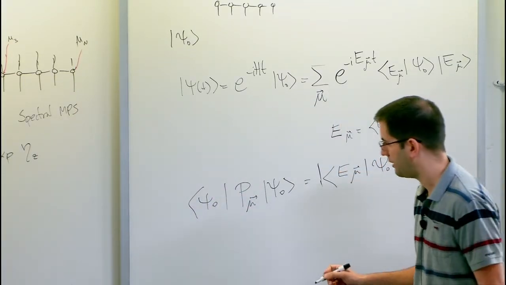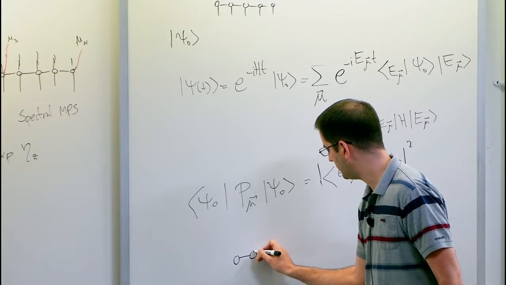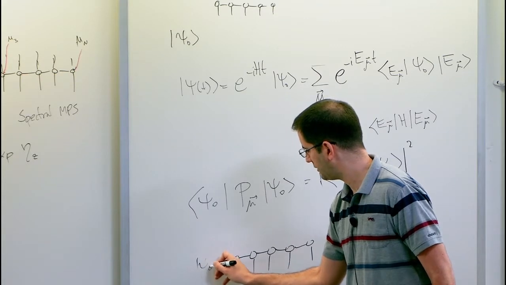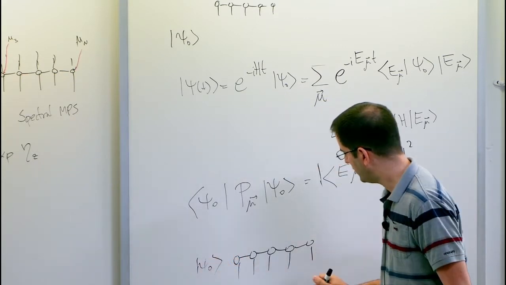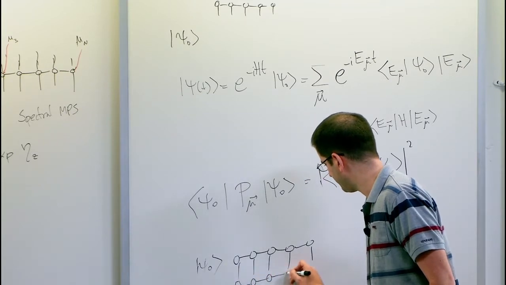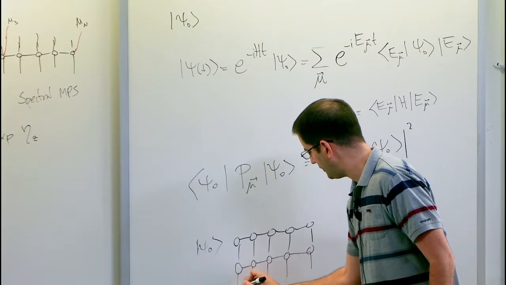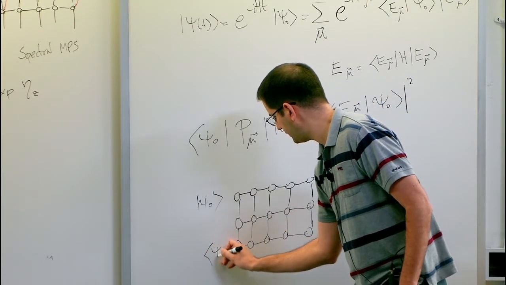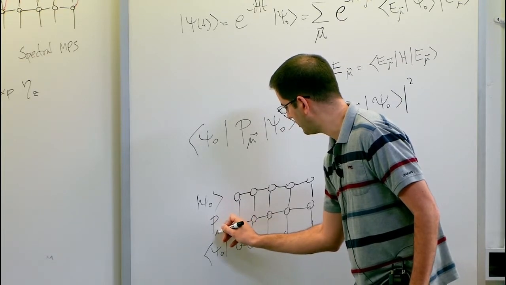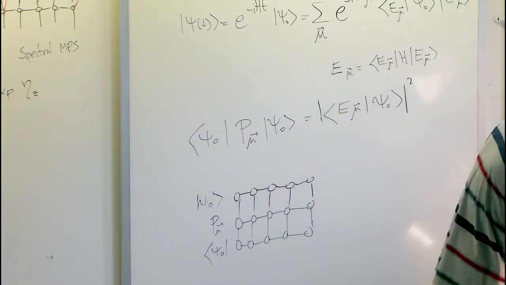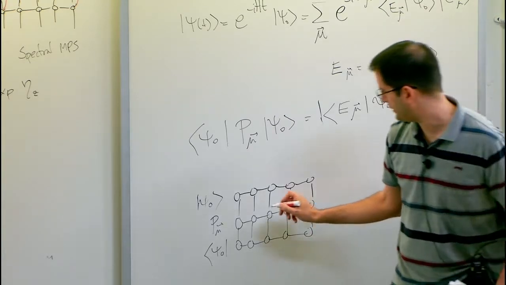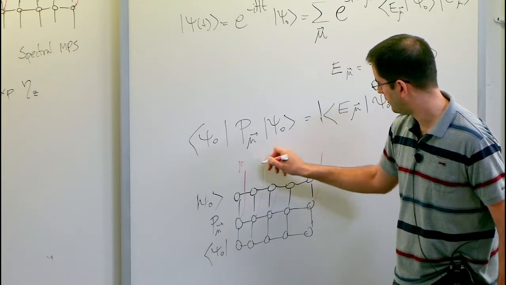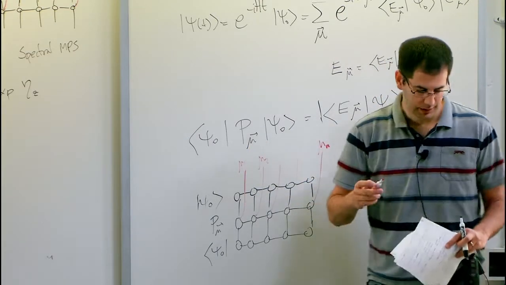Okay, and now I just have to draw something else similar to what I just did. So this is going to be psi 0, the MPS. Then I draw here the projector onto an eigenstate of the Hamiltonian, and then the bra for the MPS, right? So this is P mu. And as usual, or as before, we have these extra indices coming out: mu1, mu2, mu_n.